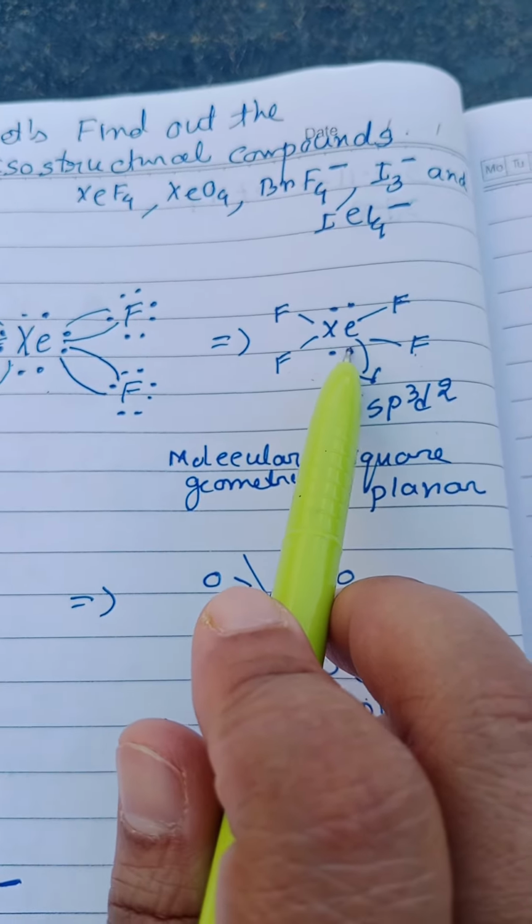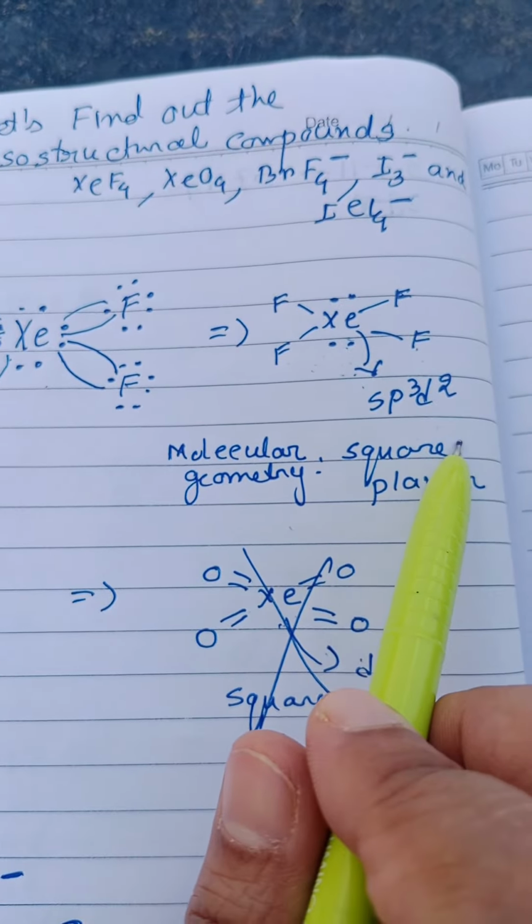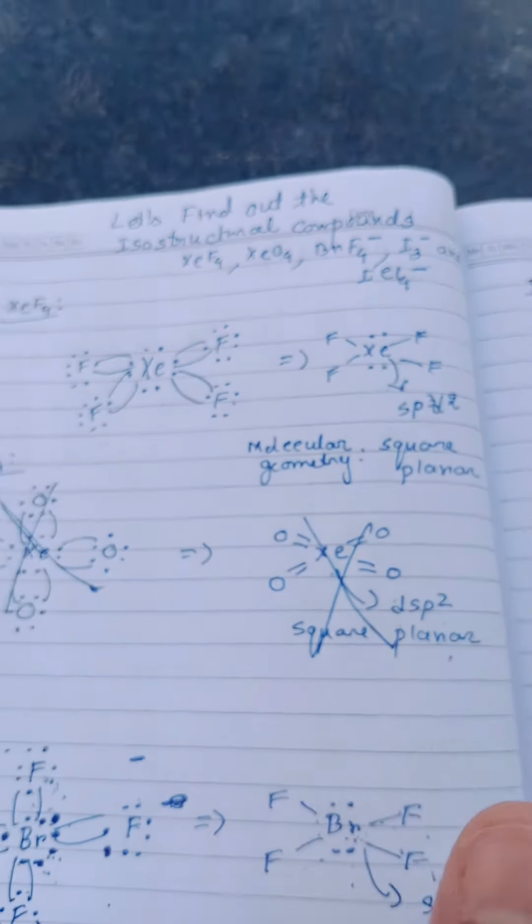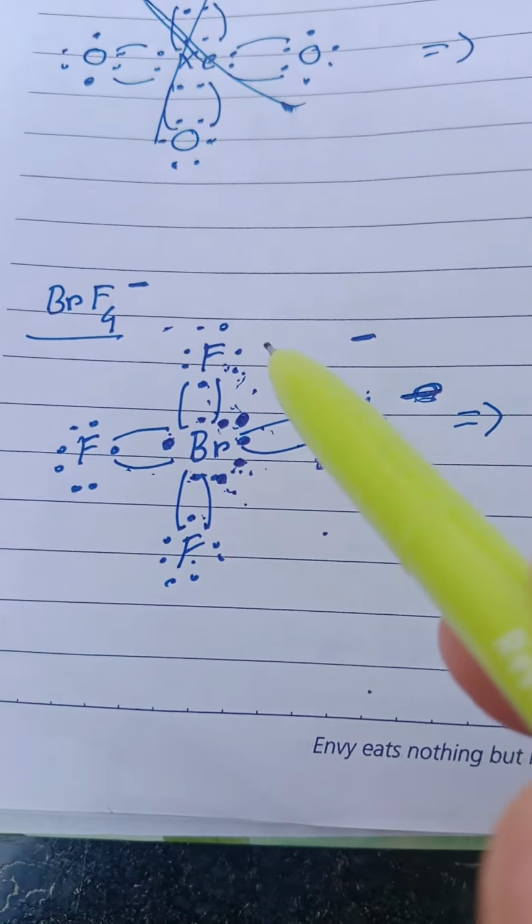That means xenon has 6 hands. So xenon is sp3d2 hybridized. Molecular geometry is square planar. Next is BrF4 minus.